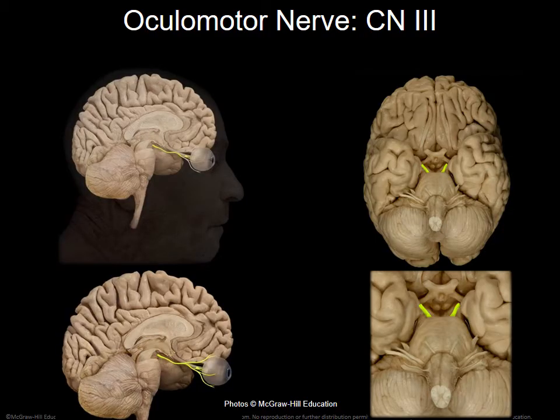And here again we see a picture of the oculomotor nerve. So we've got the olfactory, the optic nerves, and then coming right off the top of the pons is where we see the oculomotor nerve, right at the top of the pons.